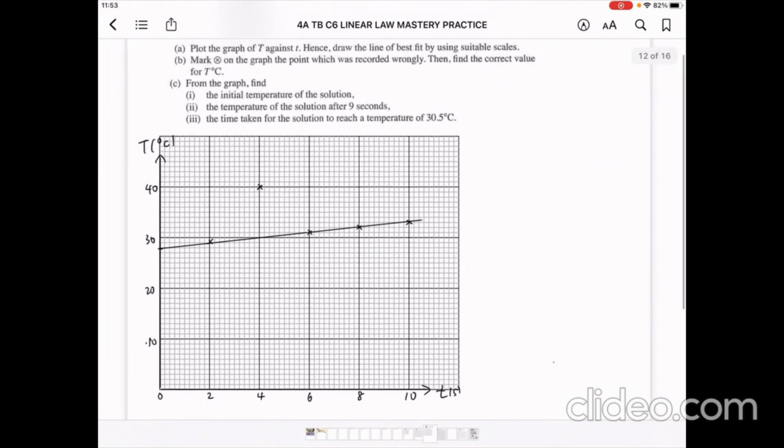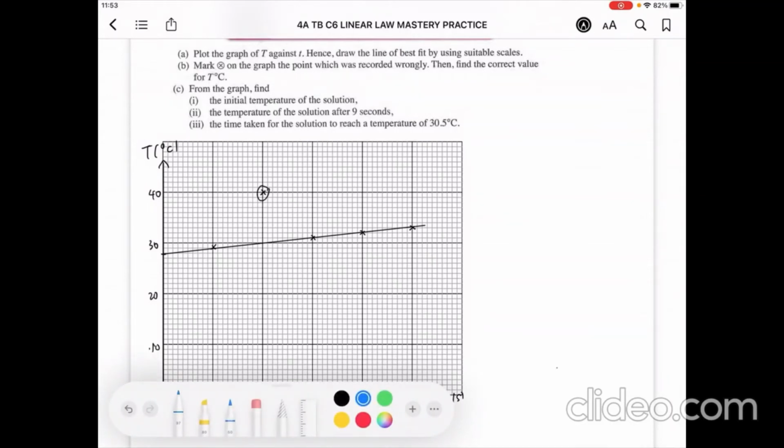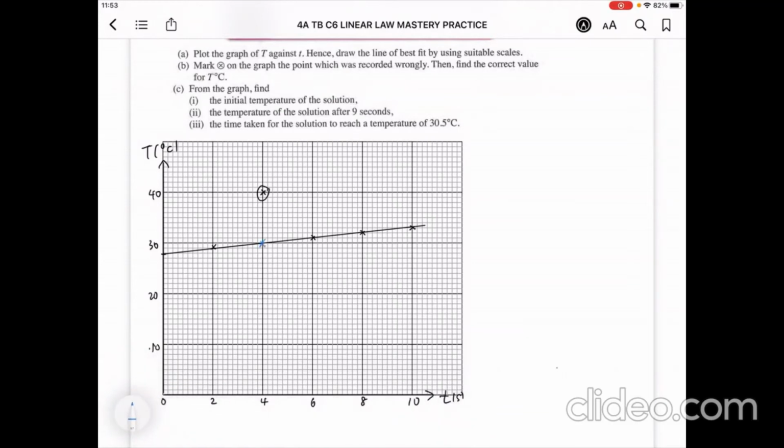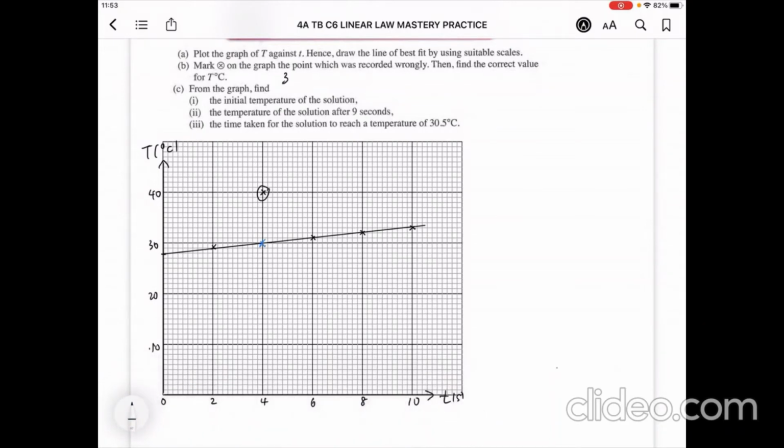Let's go back to the first part. I've already plotted the graph and drawn a line of best fit. For the second part, I need to mark the point which was recorded wrongly. The point recorded wrongly should be this. Then find the correct value. Maybe I'll use a different color just to illustrate it. The correct value should be on here. You can see it is at 30. So I will write the correct value will be 30. You can write 30 degrees Celsius.